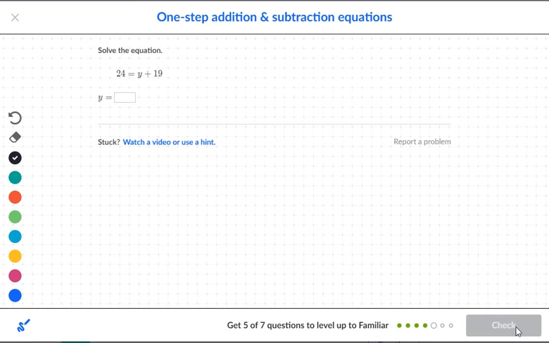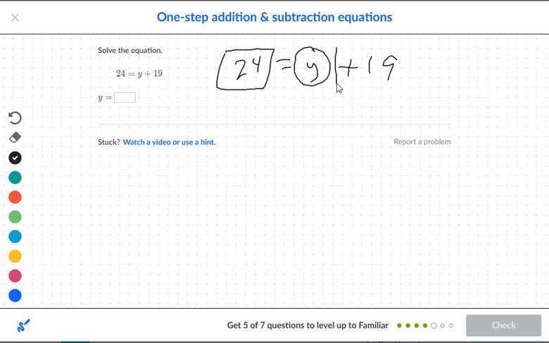Okay, next question. You got 24 is equal to y plus 19. You want to box your numbers. You want to circle your letters, and then box your numbers. Again, you're looking for a circle equal to a box, or a box equal to a circle.